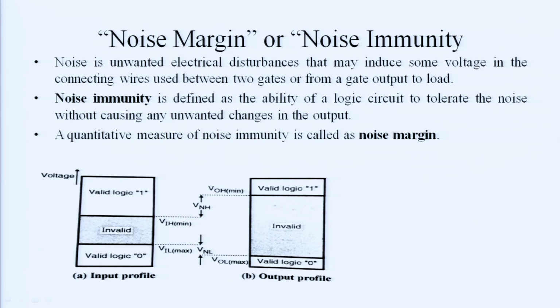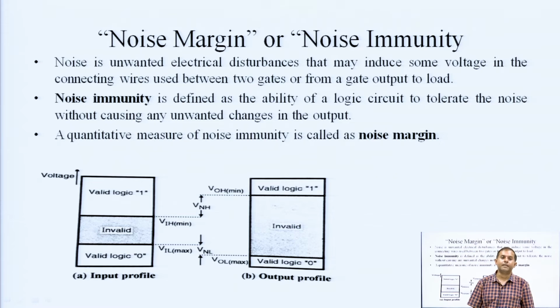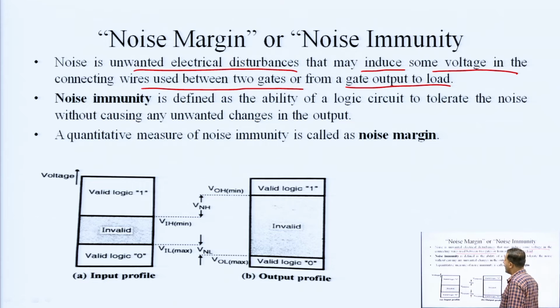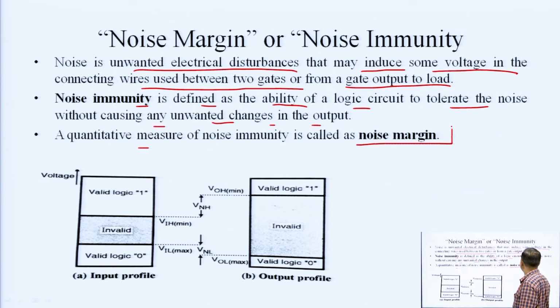Okay. Next, noise margin or noise immunity. What is noise margin? We all know noise is an unwanted electrical disturbance that may induce some voltage in the connecting wires used between two gates or from a gate output to the load. What is noise immunity? Noise immunity is defined as the ability of a logic circuit to tolerate the noise without causing any unwanted changes in the output. A quantitative measure of the noise limit is called the noise margin.